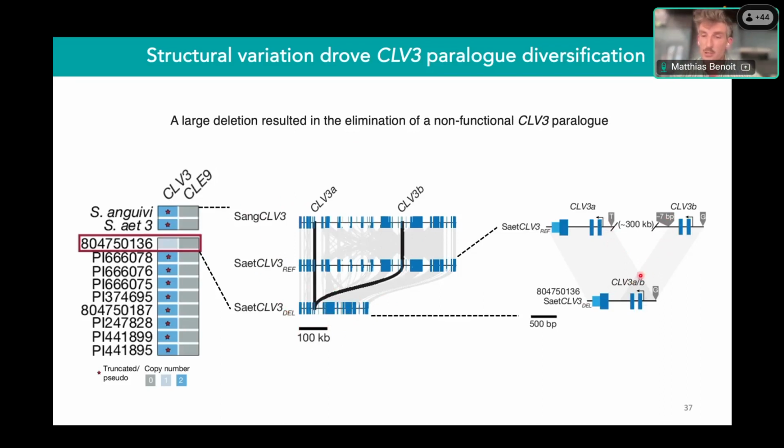And this big deletion, instead of fully removing one of the two copies, actually created a new functional copy that is derived from the fusion of the two ancestral ones, right?